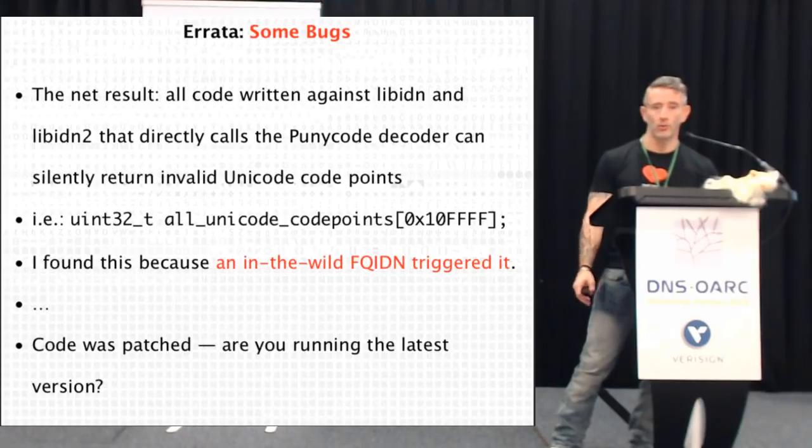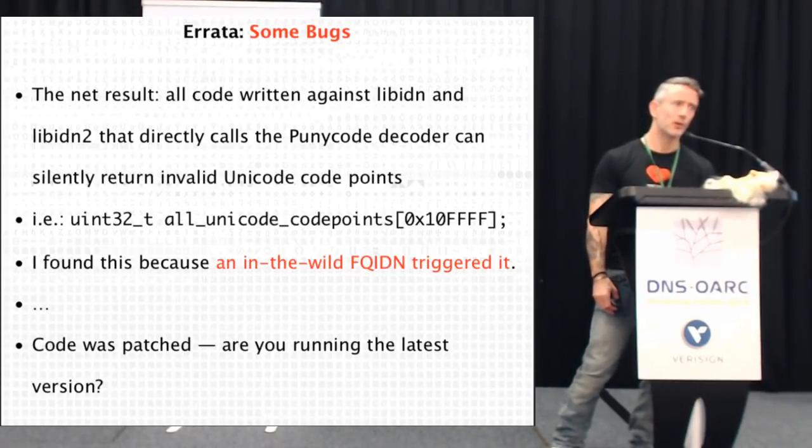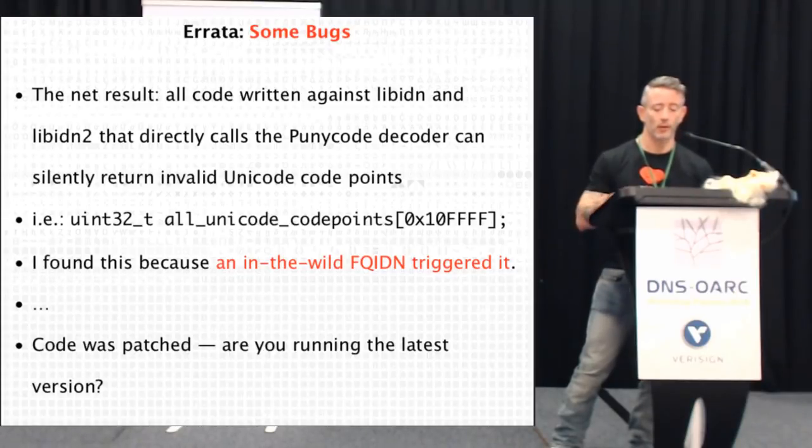So long story short, it turns out that the Punycode RFC, while ostensibly built and written for internationalized domain names as the ASCII compatible encoding, is not explicitly clamped to the Unicode code point space. And this is buried somewhere in the RFC and mentioned.